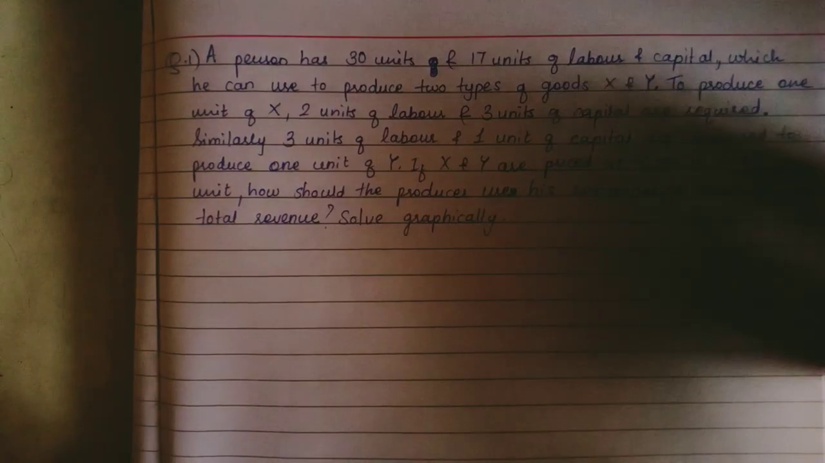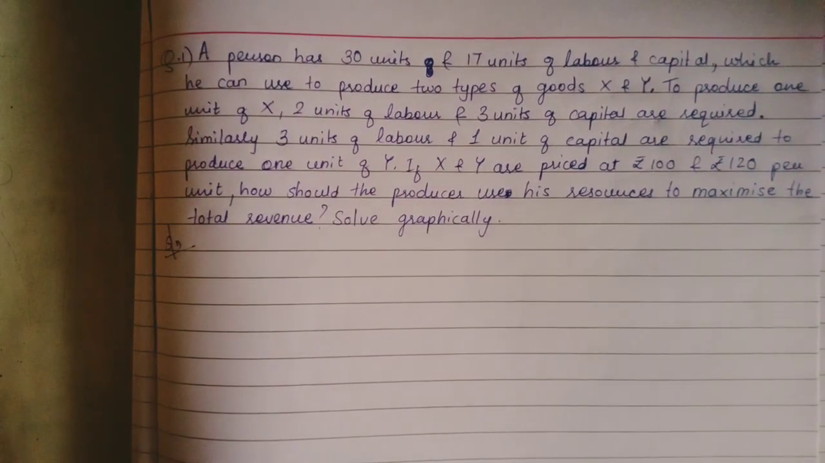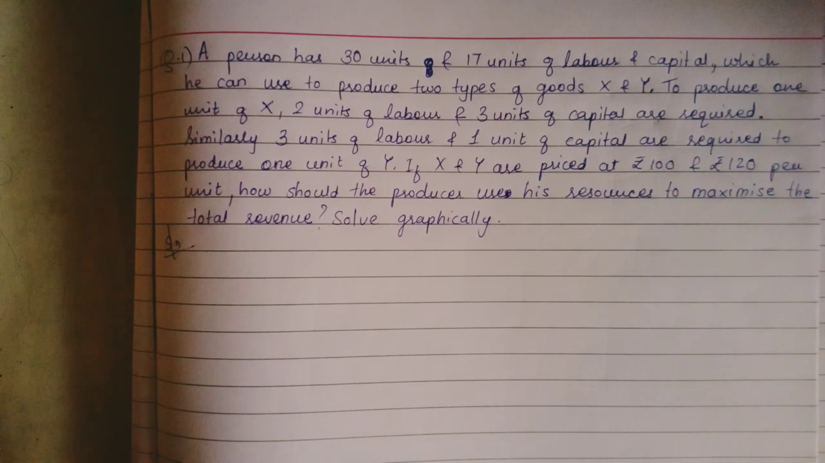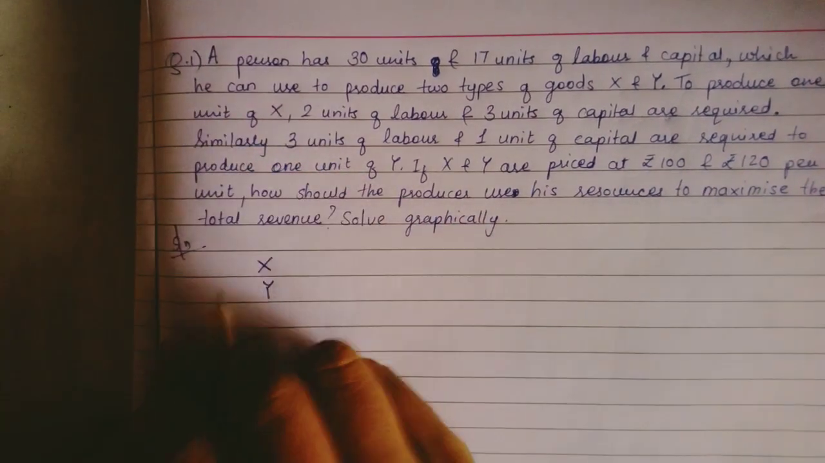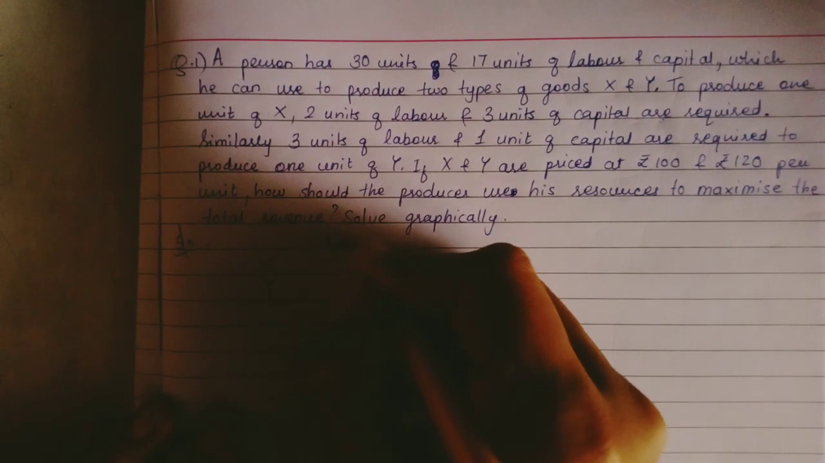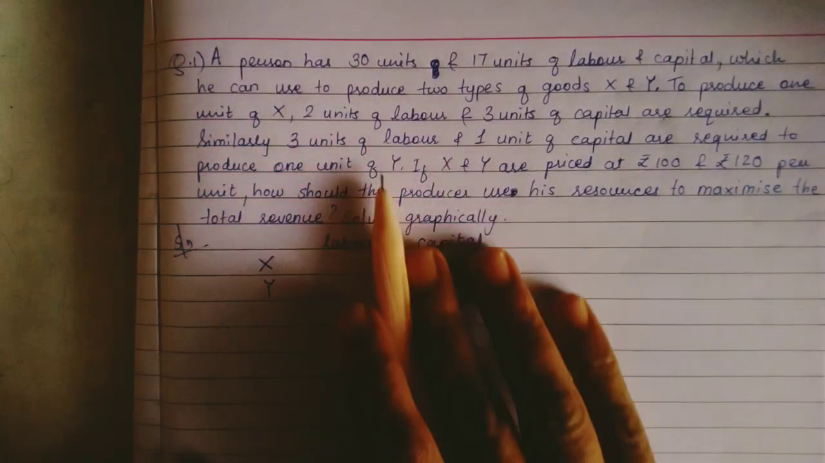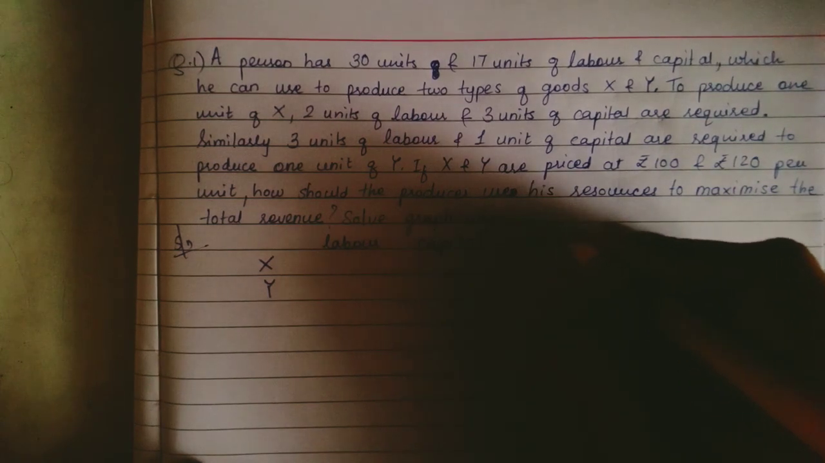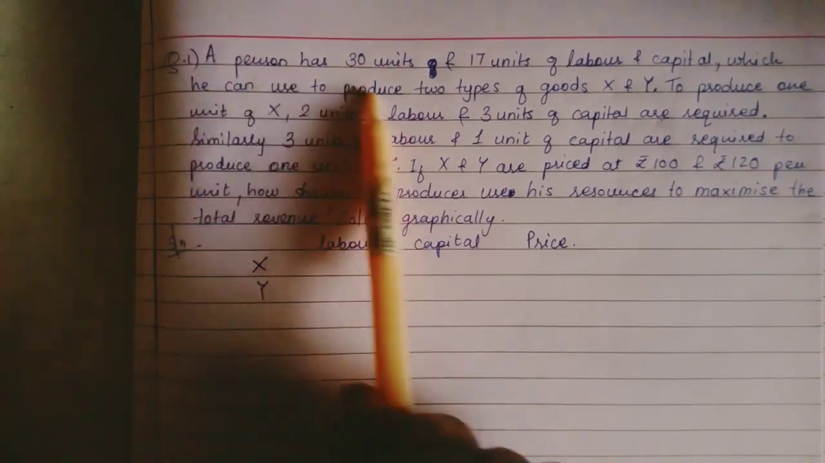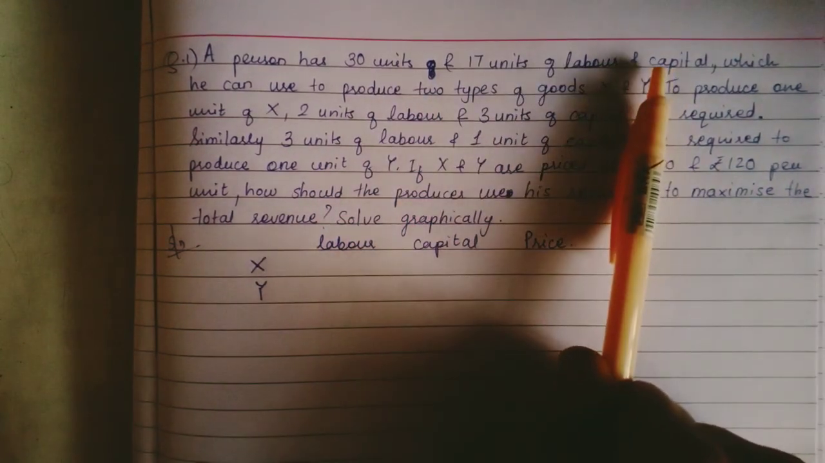First we'll write what is given. So here labor is there, capital is there, then we have to produce goods X and Y. So I'll write here X, Y, then labor, capital, and the money is given, ₹100 and ₹120. Now a person has 30 units and 17 units of labor and capital, they have given.